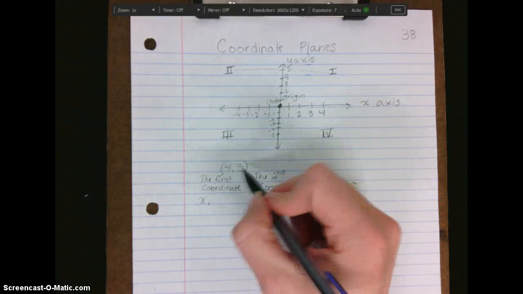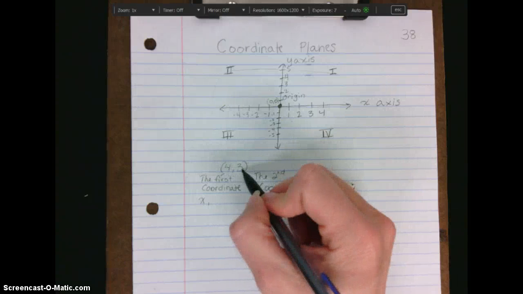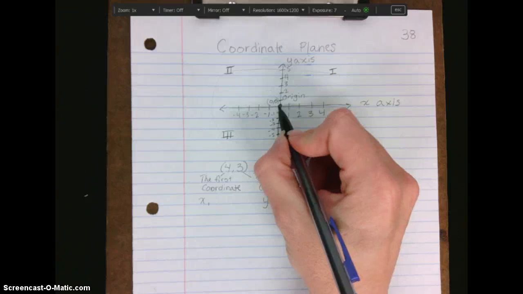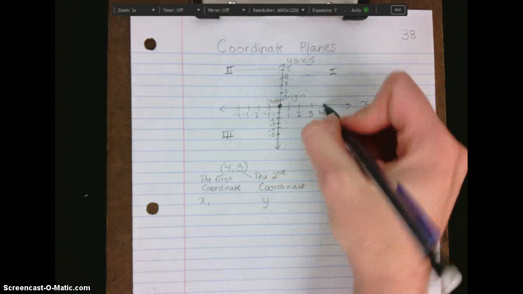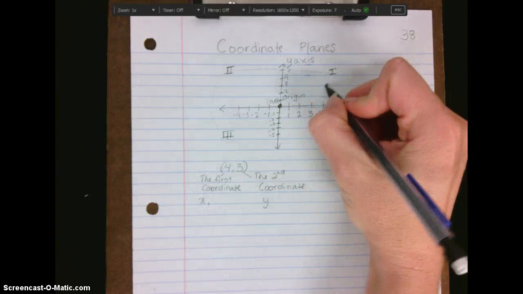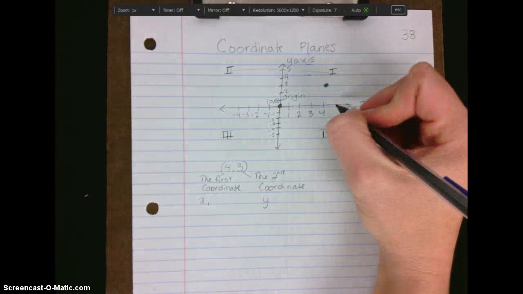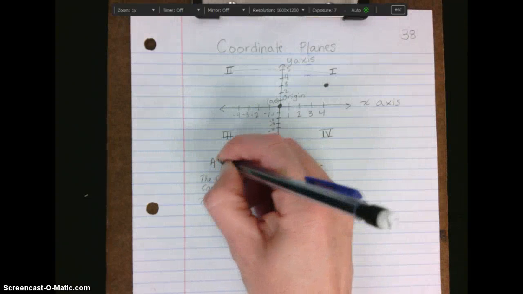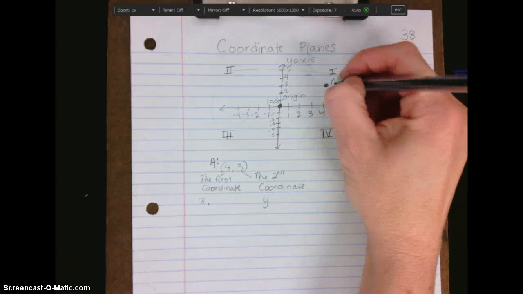So if I was going to mark a spot at 4, 3, I would start at my origin, I would move to the right 4 spaces, and then I would move up 3 spaces. I would then mark it with a dot where those two lines intersect, and I would label it. In this case, let's call this point A. I would label it with an A.